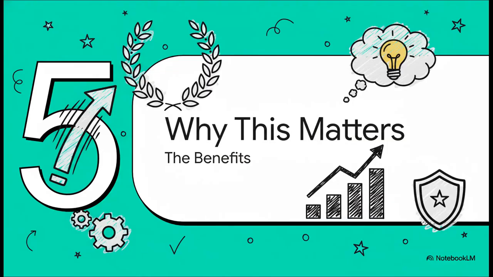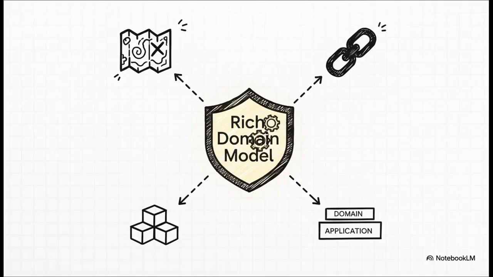All right, we're in the home stretch, section 5. We've done all this work, but let's step back and ask, why does any of this actually matter? What's the big win? Honestly, the benefits are massive. First off, your business logic is all in one place. You know exactly where to look when you need to change a rule. Second, your entities actually protect themselves. They can't be put into an invalid state.